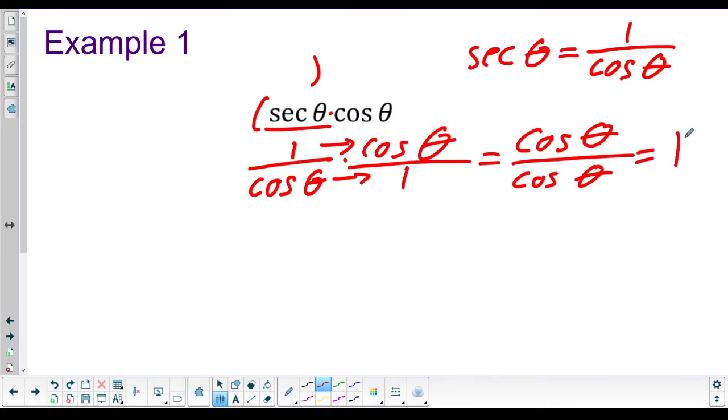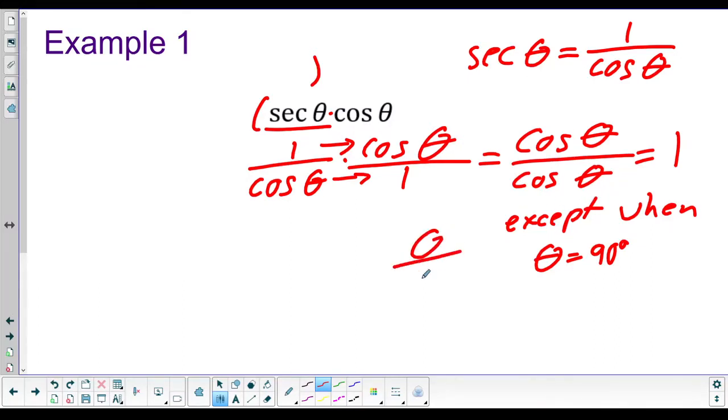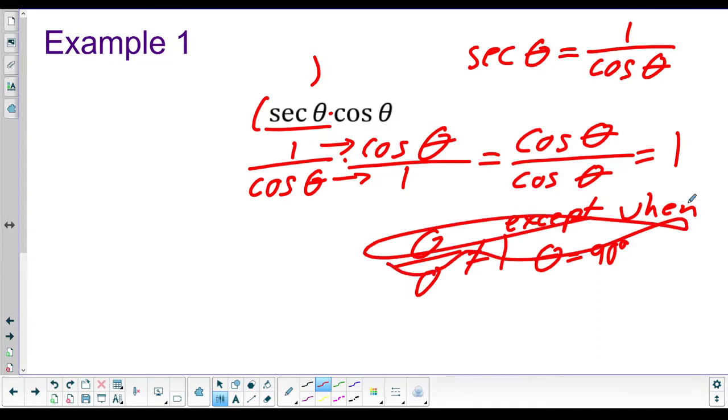There is kind of a caveat here. Technically, we should maybe say except when theta equals 90 degrees, because then you'd be dividing by 0, and 0 divided by 0 does not equal 1. You're dividing by 0. That's bad. You're not allowed to do that. But oh well, we're not too worried about it. As long as you get this, I'm going to be happy for today.